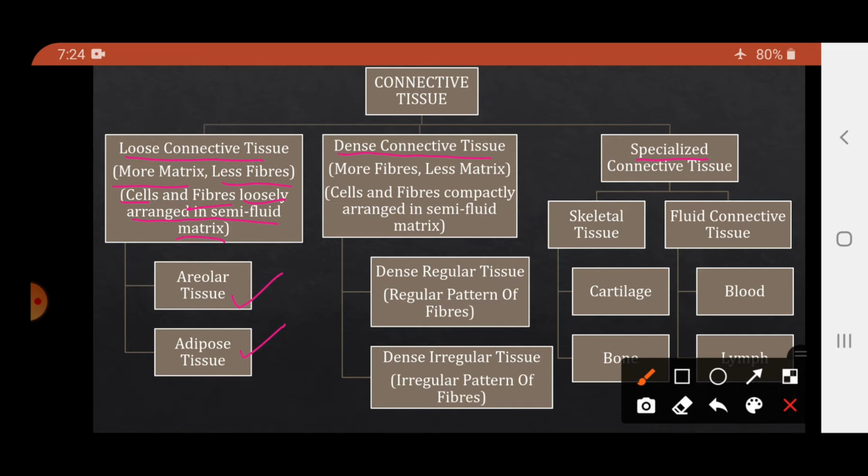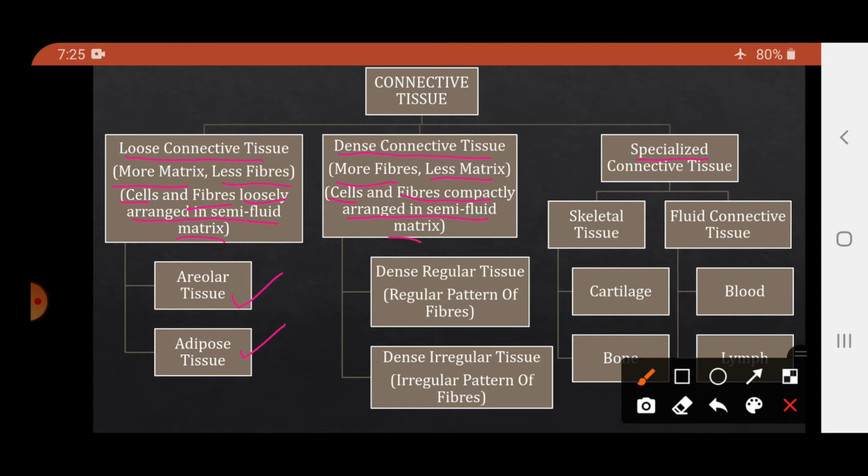So what was the condition of the loose connective tissues? Fibers were less, matrix was more. Here it is totally opposite condition. There are more fibers but less matrix. Amount of fibers is more and the amount of the matrix is less. Here the cells and fibers are compactly arranged in a semi-fluid matrix.